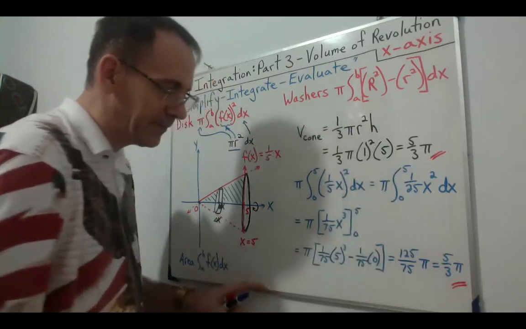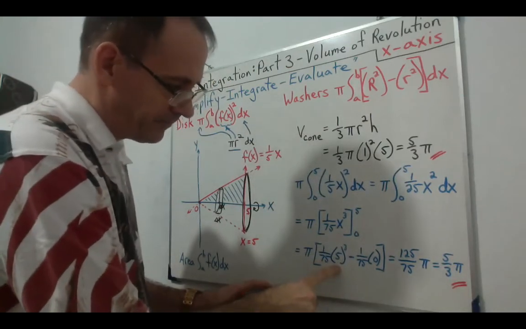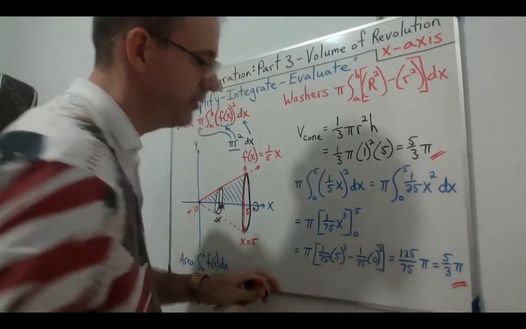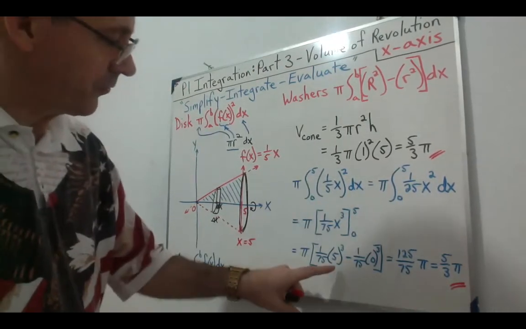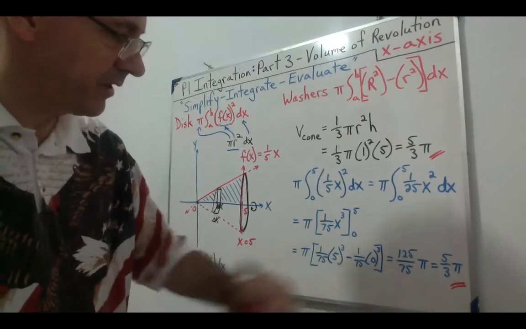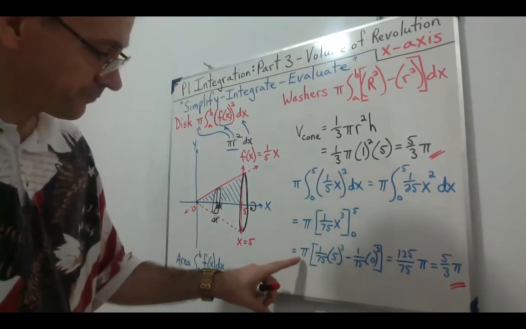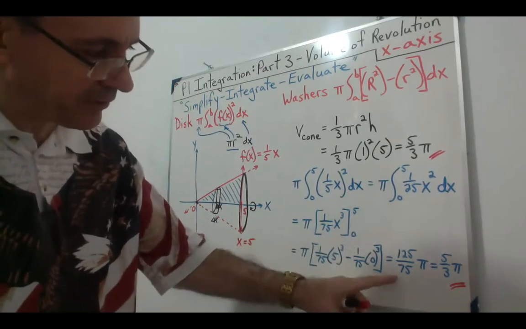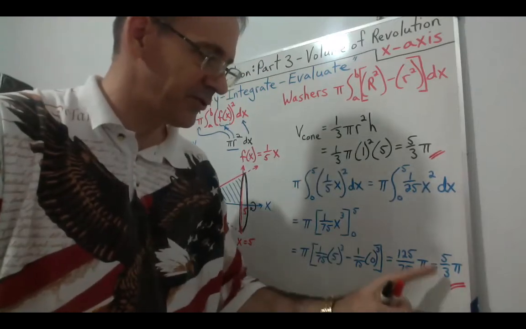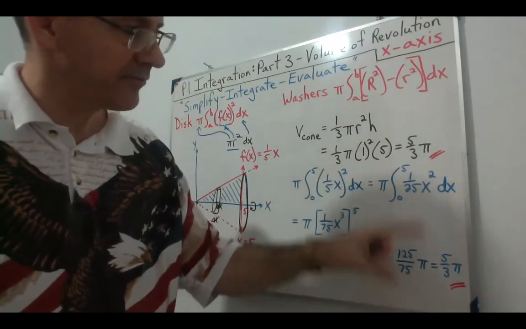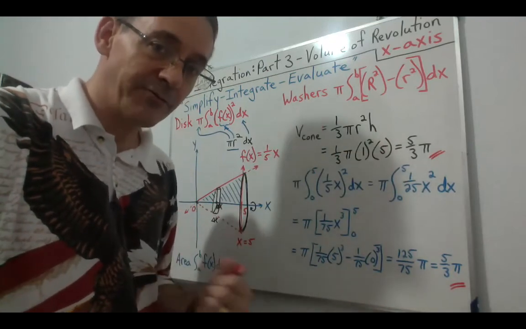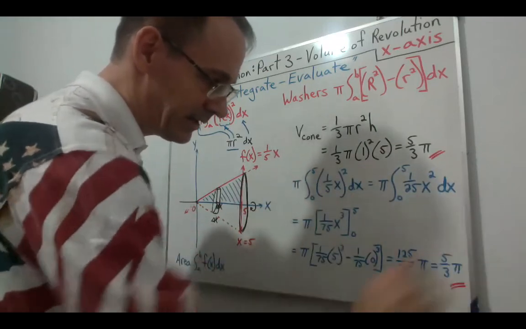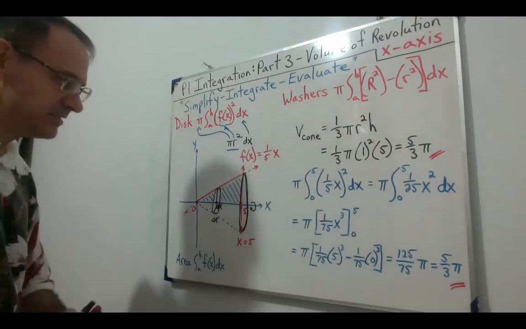Remember, top minus bottom. So we plug in the 5 cubed, minus, and this actually should be 0 cubed. Okay. So 5 cubed is 1/25 over 75 pi. 0 just makes that 0, goes away. And 1/25 times 125, that's 125/75, reduces to 5/3 pi. And notice we have the same answer as our volume of a cone formula. So that's how it works. Simplify, integrate, evaluate. This is the concept.